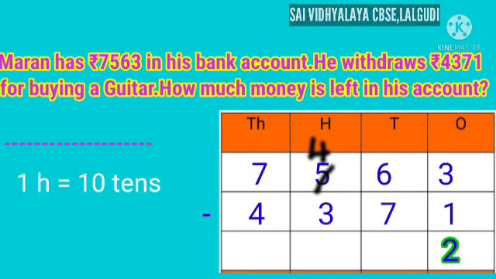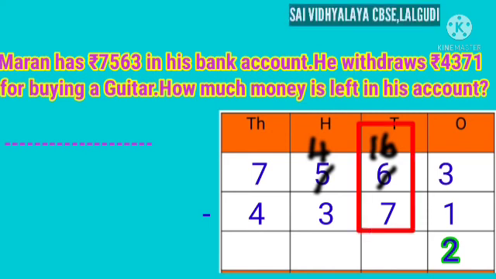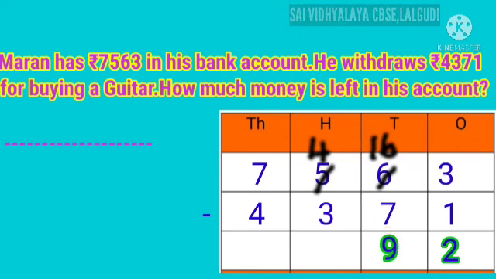100 is equal to 10 tens. Here we already have 6 tens. Add this 10 tens with the 6 tens. So we have totally 16 tens. Now we can subtract 7 tens from 16 tens. 16 minus 7 is equal to 9. Write 9 in tens place. Next, subtract the numbers in hundreds place. That is 4 minus 3 is equal to 1. Write 1 in hundreds place.